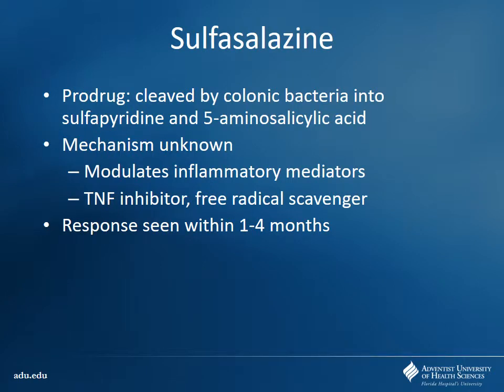Sulfasalazine we've talked about before in the context of UC and Crohn's disease. Again, this one gets cleaved by those colonic bacteria, and it helps to produce sulfapyridine and also 5-aminosalicylic acid. This is chemically related to what other drug? Aspirin, yeah. So aspirin we know is an NSAID, and we know it has anti-inflammatory properties, so we can see why that might be beneficial for rheumatoid arthritis, right?